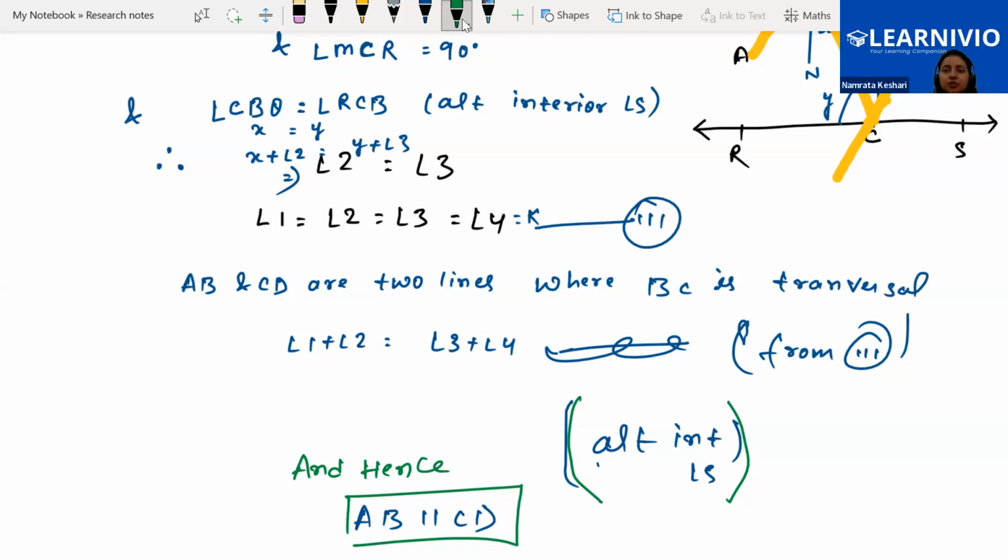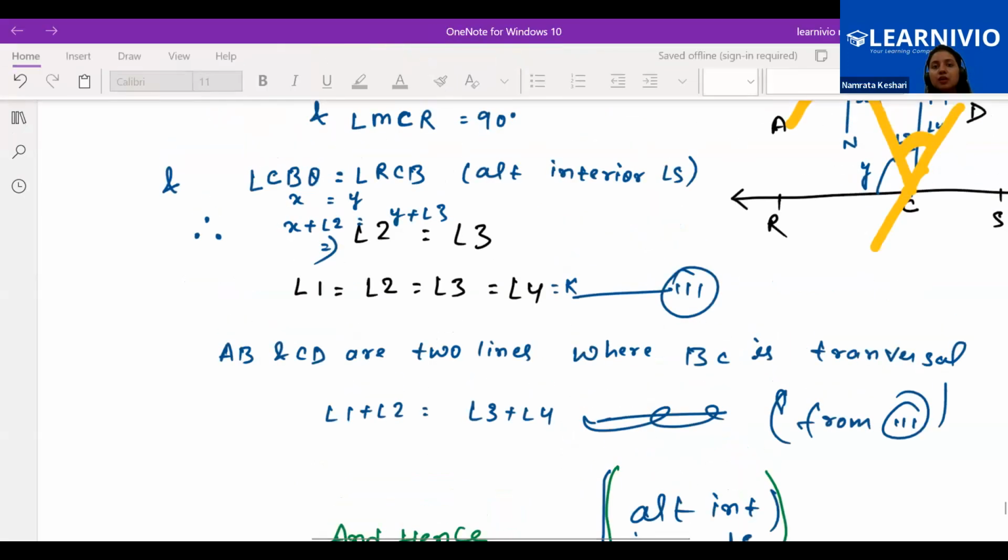Anyone having any confusion over here? Are you able to understand what exactly we have to do over here? Yes, ma'am. Are you understanding? Yes. Okay, Sazia, you got it. Irshad, you got it. Ayan, got it? Yes or no? Yes, ma'am. Okay, Farhan, you got it. So we are done with this concept.